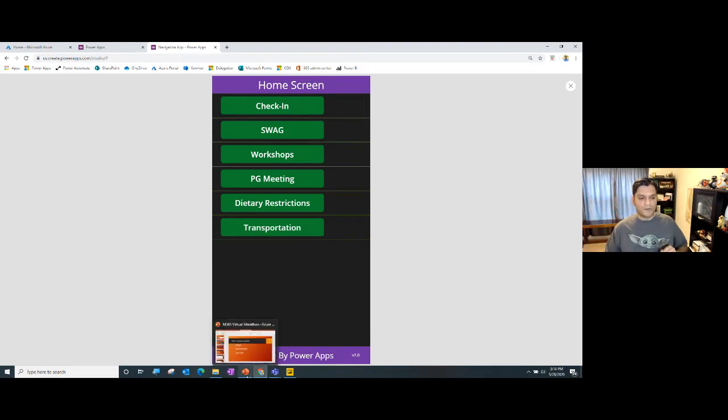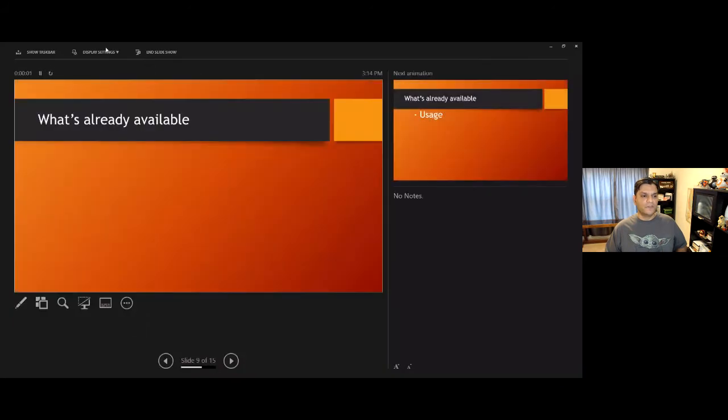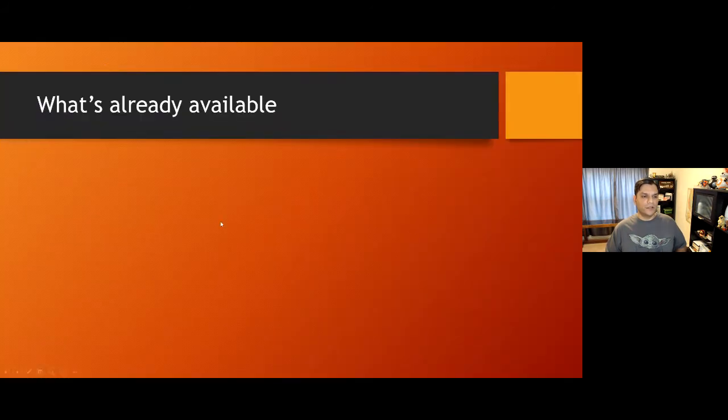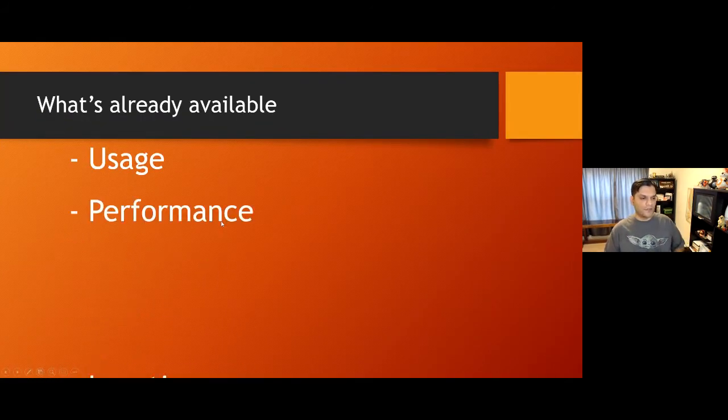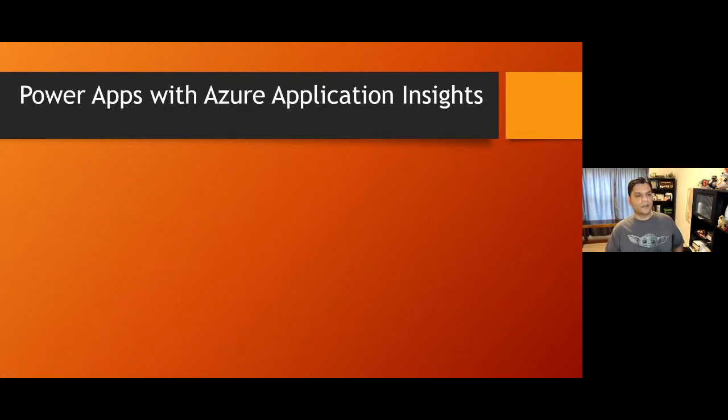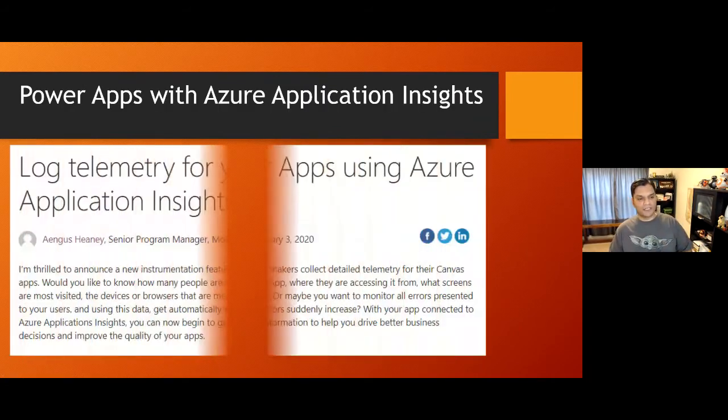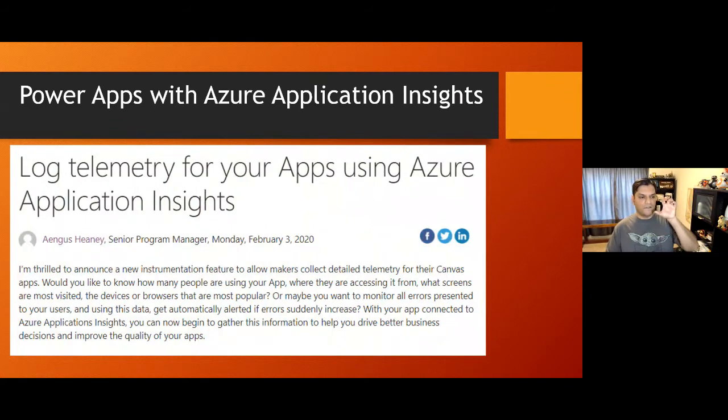And now I'm going to jump over to the remaining amount of the slide deck because I want to give you a little bit of insight of what all is available. So we looked at app usage performance. Now I want to talk about Power Apps Azure Application Insights. This functionality to get the log telemetry for your app using Application Insights was only made available in February, so it's still not that old.